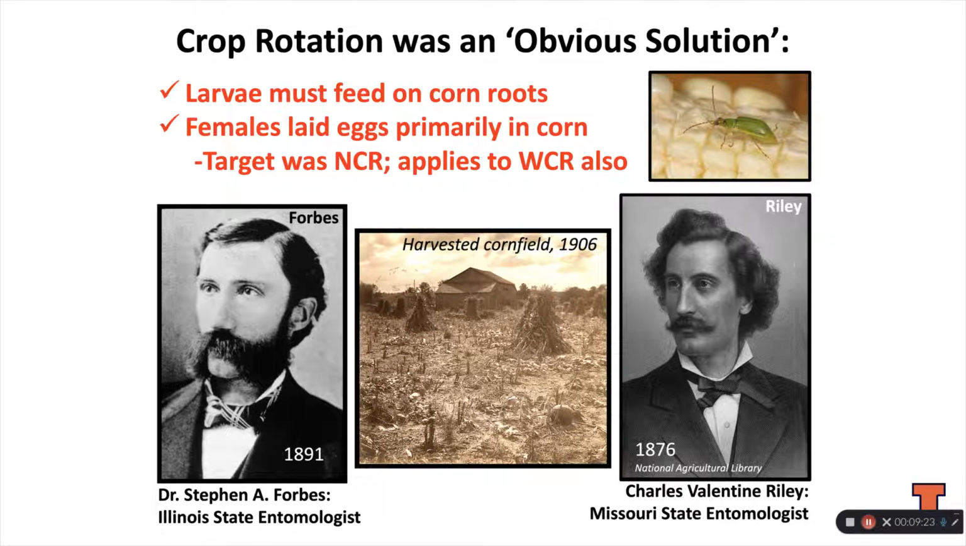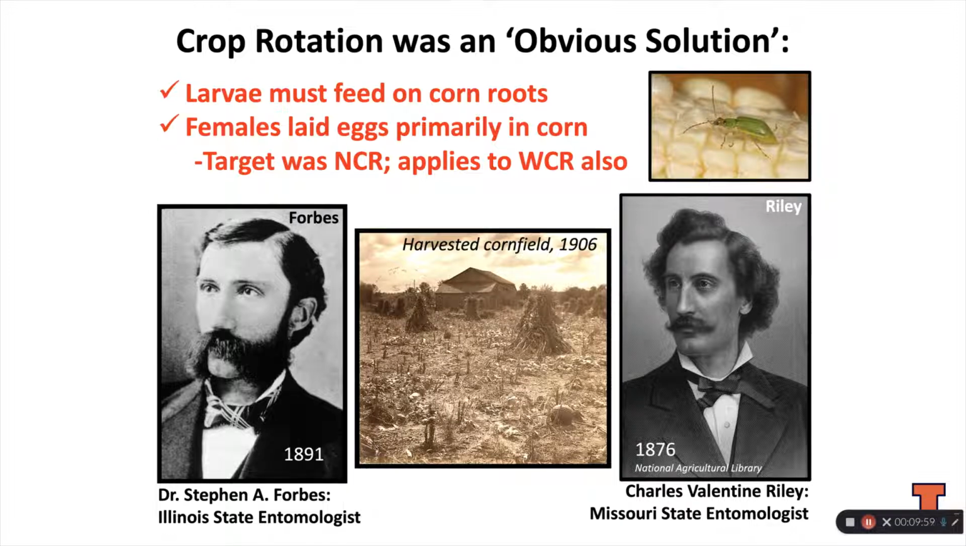Now, based on the rootworm dependence on corn as an egg-laying site and a larval feeding site, scientists from Illinois and Missouri, Stephen Forbes and C.V. Riley, recognized that the life cycle could be broken by not growing corn after corn. Because of this dependence, they recognized that by including a non-host plant into the rotation, something that the larvae couldn't develop on, the corn rootworm could be stopped.